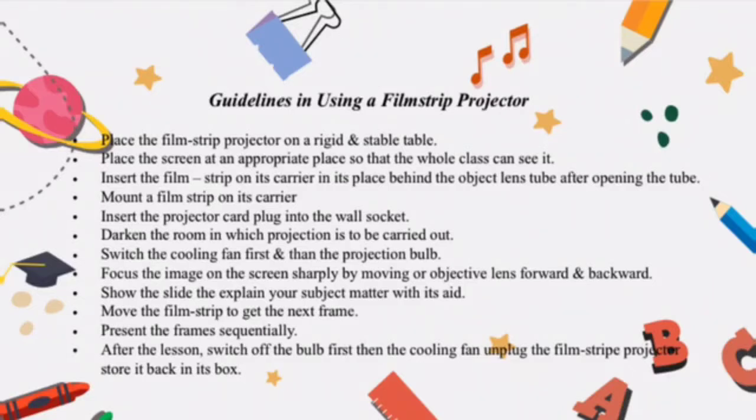Darken the room in which projection is to be carried out and switch on the cooling fan first and then the projection bulb. Focus the image on the screen sharply by moving the objective lens forward and backward. Explain your subject matter with its aid. Move the Filmstrip to get the next frame. Present the frames sequentially. And last, after the lesson, switch off the bulb first, then the cooling fan, unplug the Filmstrip projector, and store it back in its box.